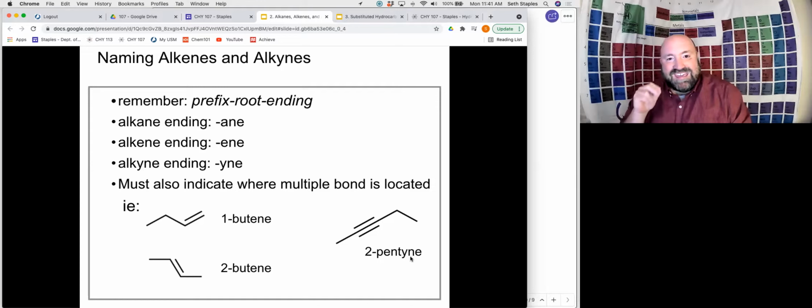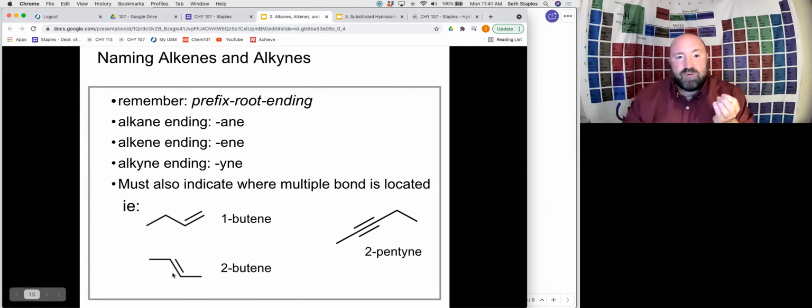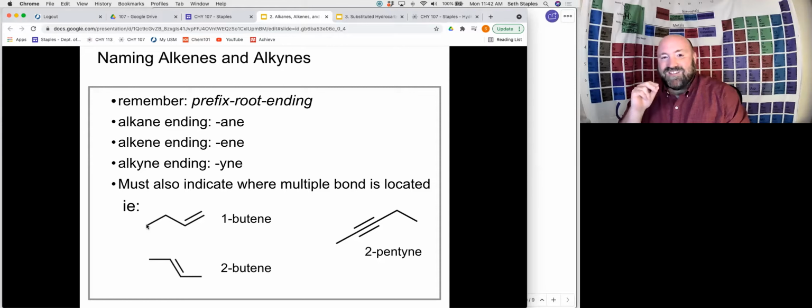With alkenes and alkynes, we also have to tell in the name where the multiple bond is located. This compound is very different from this compound, just by virtue of having a double bond between 2 different carbons. So this one is 1-butene because the carbon-carbon double bond is after the first carbon. Now, some of you might be saying to yourself, what are you talking about, Mr. Staples? That's not the first carbon. This is the first carbon. The other part of naming compounds is that we always number the atoms in such a way to end up with lowest numbers for our prefixes.